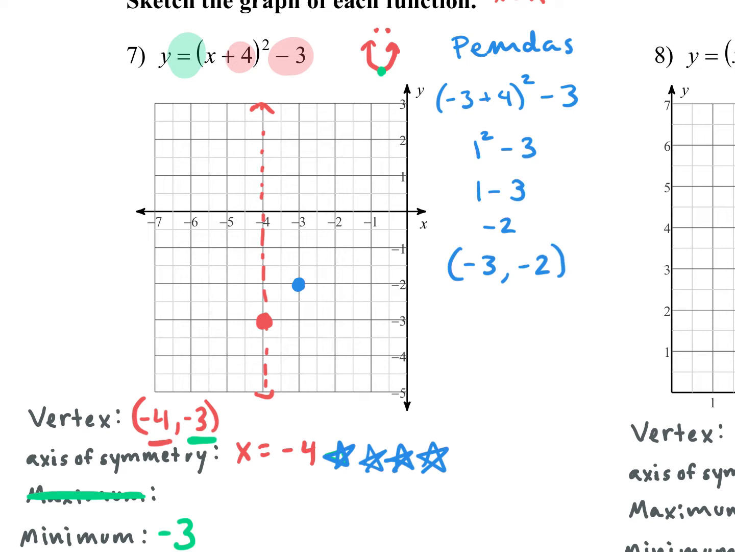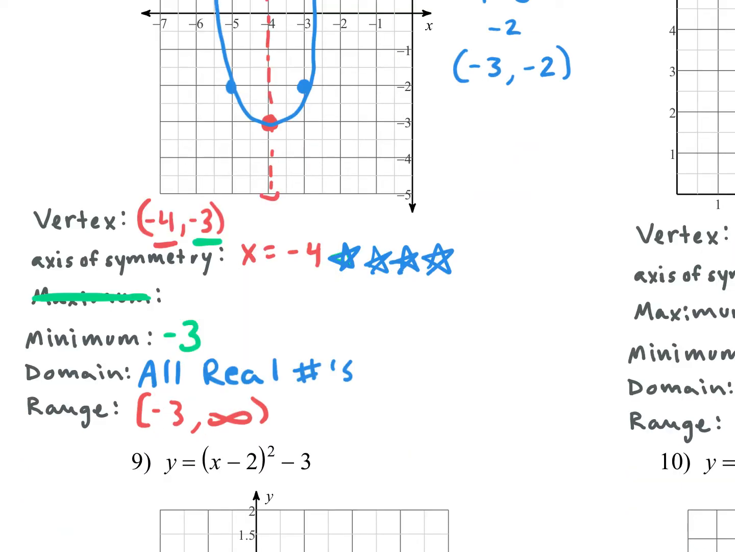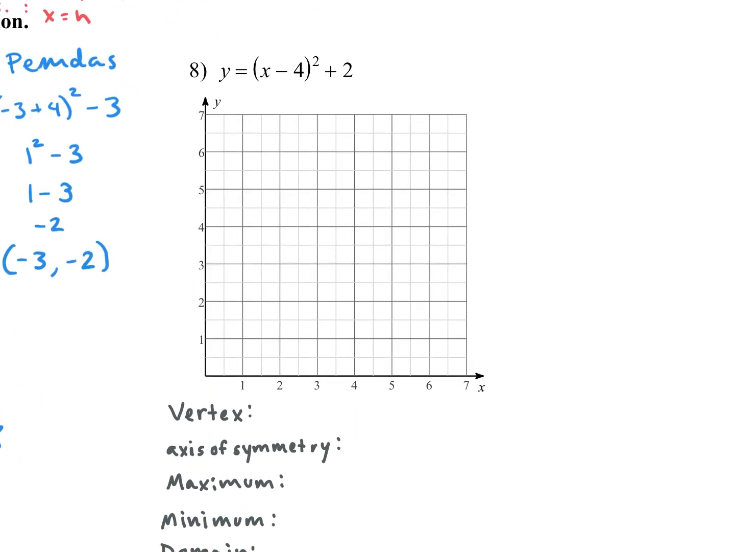Where do I have a third point? On the opposite side of the axis of symmetry. And then I just draw my parabola once I have 3 points. All right, let's look at number 8. So what's my vertex?